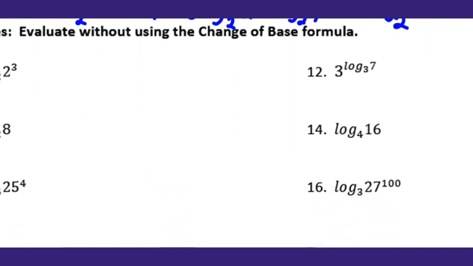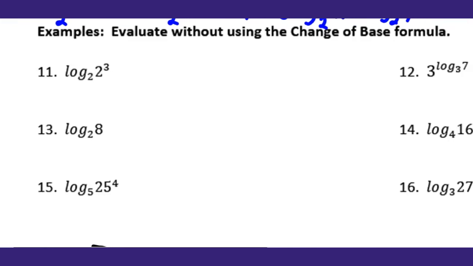All right, now, right here, number 11, it says evaluate without using the change of base formula. Well, again, remember I told you how log and exponents are inverses of each other, they undo each other. So right here, log base 2 of 2, they undo each other. So the answer is just going to be the exponent, which is remaining 3.